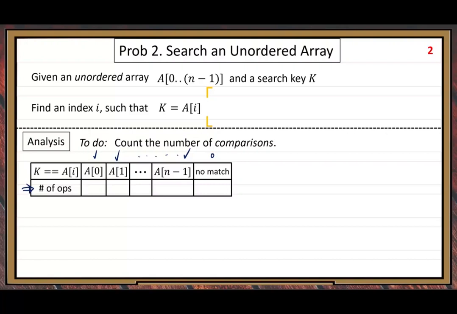Here, the number of comparisons. Now, if k equals the first element, a of 0, then 1 comparison. If k equals the second element, 2 comparisons, and so on. If k equals the last element, n comparisons. In the no match case, you need to do n comparisons. So you get the number of comparisons for all the cases.